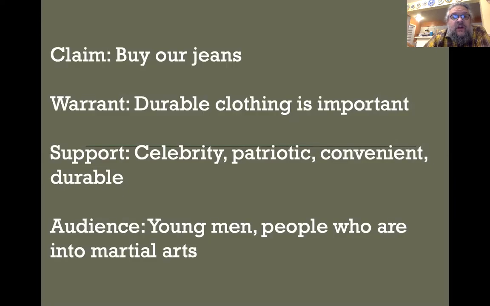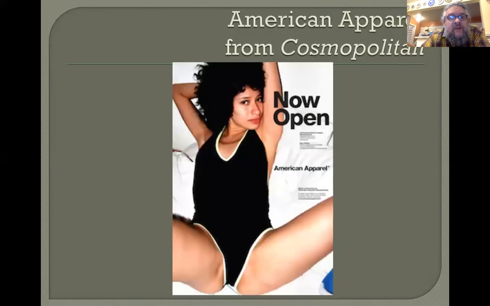Now, our next one, American Apparel, this is from about 6-7 years ago. American Apparel's been closed for a few years now, partly because of ads like this, I think. People were boycotting them because they thought their ads were too risque.